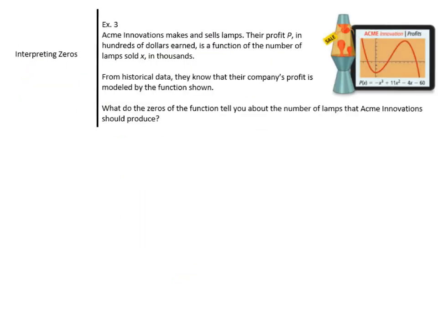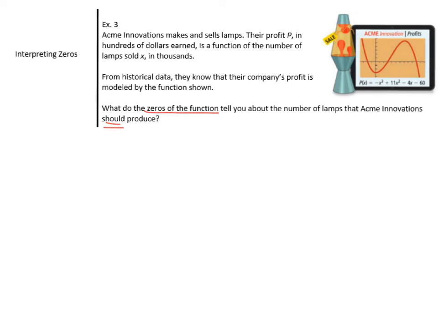Let's do a little application with interpreting zeros. Acme Innovations makes and sells lamps. Their profit in hundreds of dollars earned is a function of the number of lamps sold. They have to sell lamps to make money. From historical data, they show their company's profit is modeled by the function shown. What do the zeros of the function tell you about the number of lamps that Acme Innovations should produce?